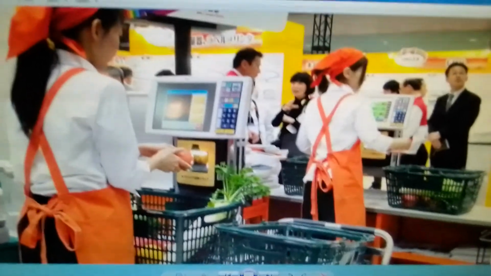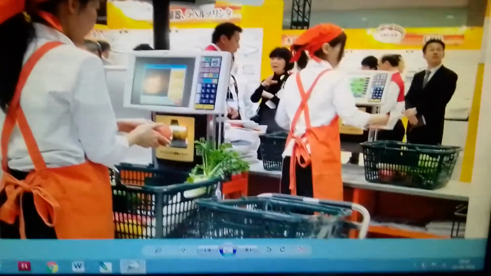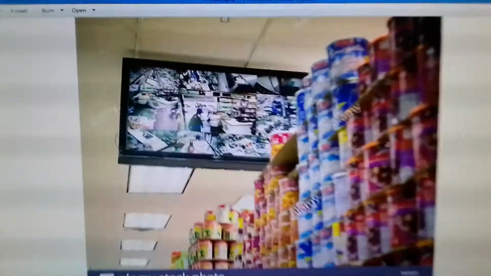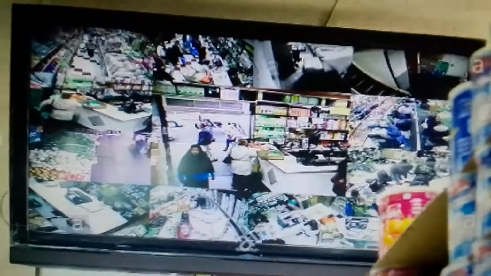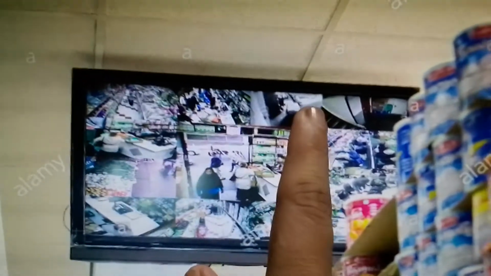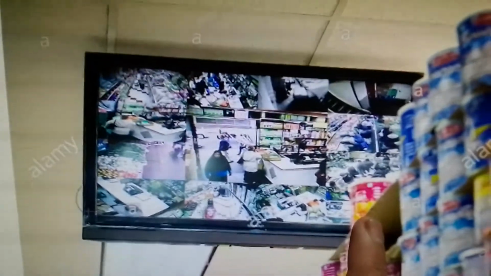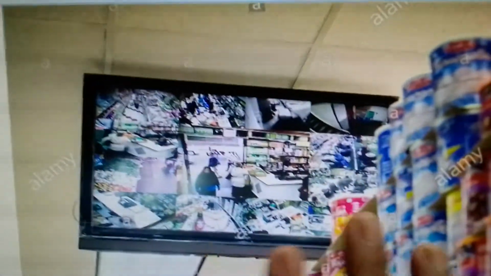Okay? Now let us understand the next picture. Here this is a monitor in supermarket. This is a big monitor. This is a big monitor screen. This monitor screen is divided into small screens. Small screens. So what do we see in these small screens? They are coming from the different parts, sections or portions of supermarket.